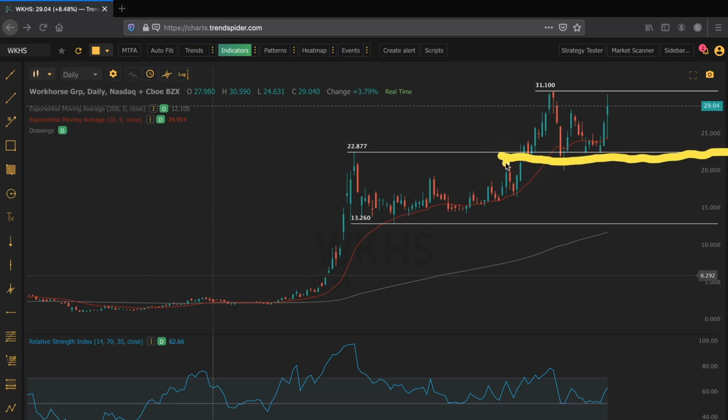So I would set an alert on my chart to alert me when this Workhorse is pulling back into that $23 area, and then that would be my buying opportunity. Then I would look for this thing to bounce back up. If I was swing trading it, I would probably be selling up here near $30, up near that resistance. But if I was holding it for a long-term investment, I would probably be looking for it to break out over those levels and make a new high.